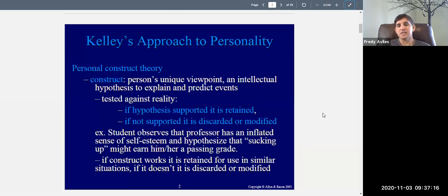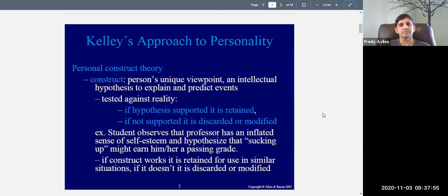If the hypothesis is supported, then we retain the construct, we continue to believe this thing, right? If it's not supported, if the prediction is not supported, we discard it, right? We get rid of it, or maybe we modify it, maybe we change it in some way so that it does fit. So according to Kelley, we all develop these theories, these predictions, these beliefs. And this is what guides our behavior, our personality, the way we think, the way we feel, the way we behave. And we test these beliefs against reality. So we are kind of like scientists to some extent, okay?